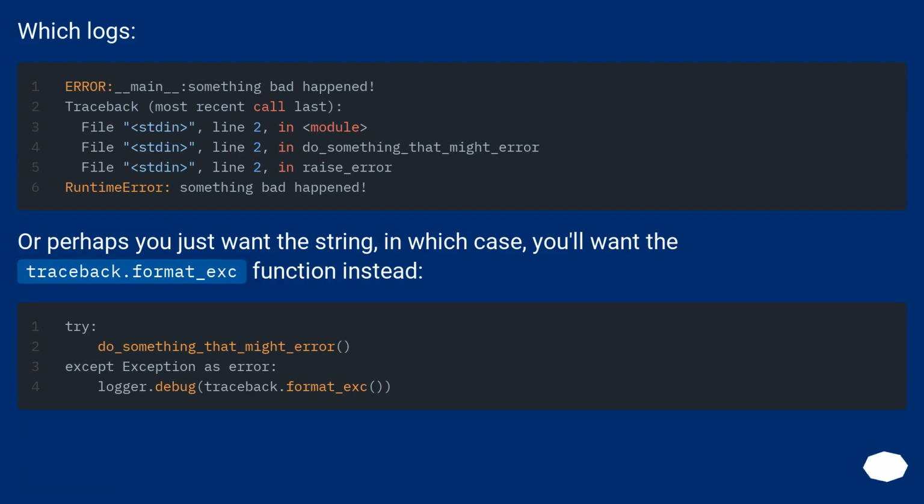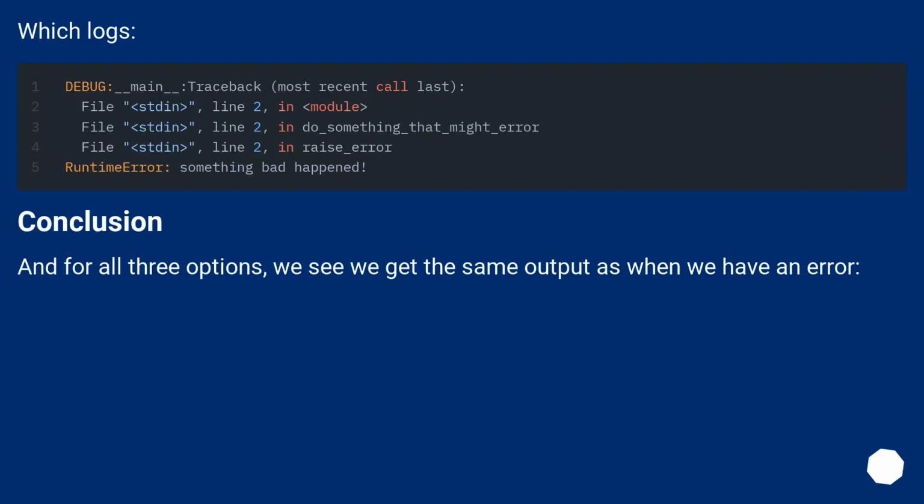Or perhaps you just want the string, in which case, you'll want the traceback.format_exc function instead, which gives the string. Conclusion? For all three options, we see we get the same output as when we have an error.